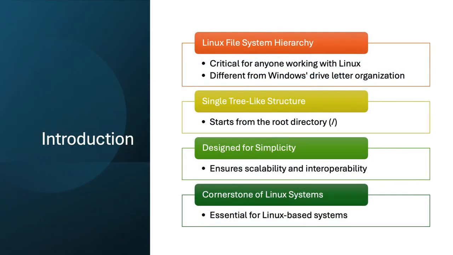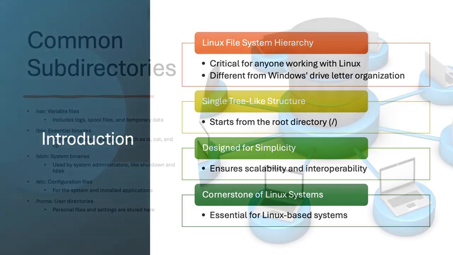The Linux file system hierarchy is essential for Linux users. Unlike Windows, it uses a single tree-like structure starting from the root, or the slash, at the top of the directory tree. This design ensures simplicity, scalability, and interoperability, making it a cornerstone of Linux systems.